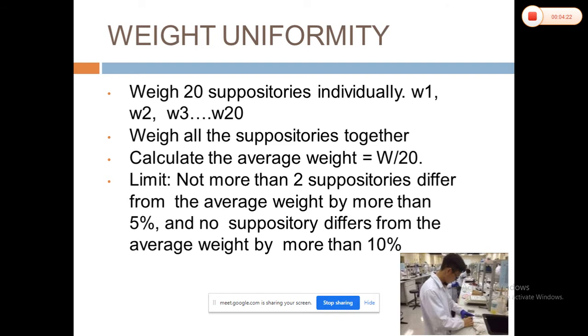Means suppose you have to take the weight of each suppository, and note down the individual suppository weight. W means what is the weight of suppository 1 out of 20 suppositories, of 2, of 3, of 4, and then you have to calculate the average weight. How will you calculate the average weight? Total weight divided by 20. You add the individual weights of the twenty suppositories and divide by 20. So it will give you the average weight.